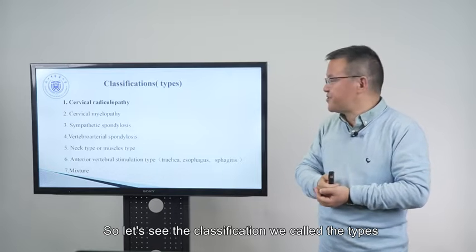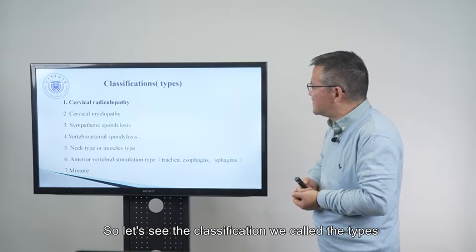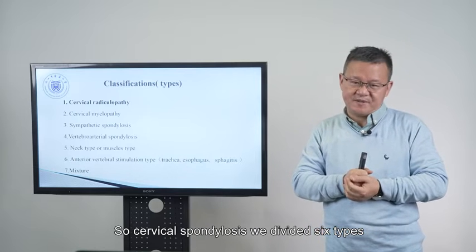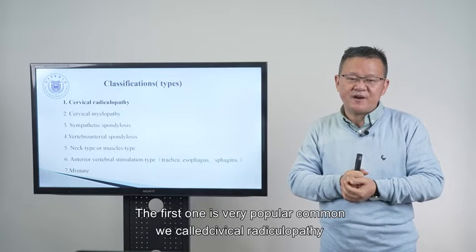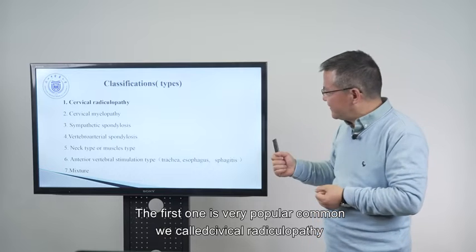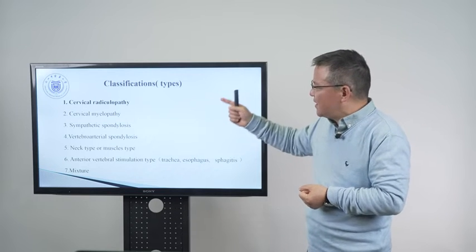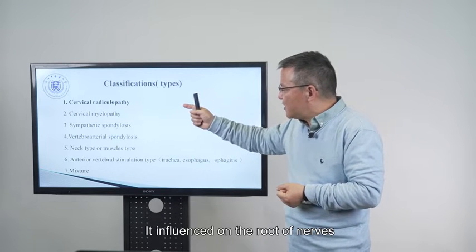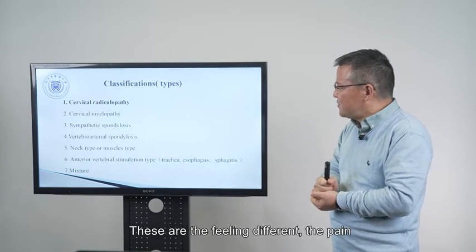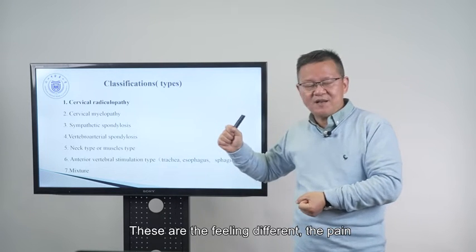So classification, we call them types. Cervical spondylosis, we divide into 6 types. The first one is very common. We call it cervical radiculopathy. Radiculopathy means the nerve root is affected. Nerve root means the feeling difference, the pain.